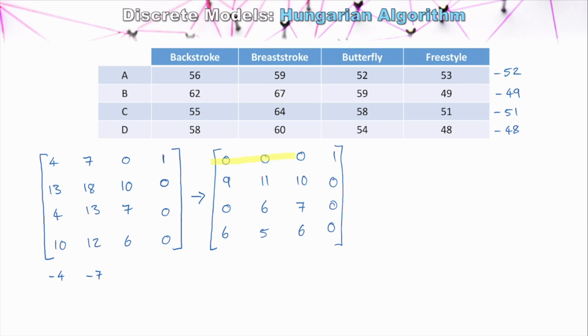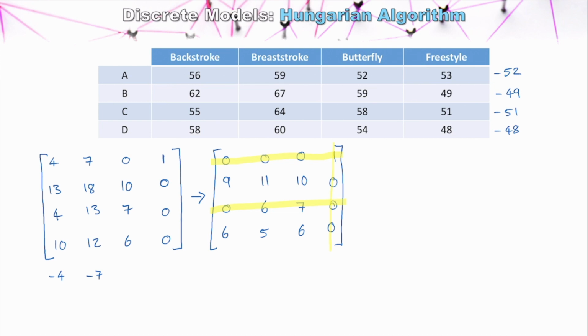So if I looked at it, I could do a horizontal line here, I could do a vertical line here, and I could do either a vertical or a horizontal line just here. It doesn't matter which one you do, you will still complete the Hungarian algorithm fine.